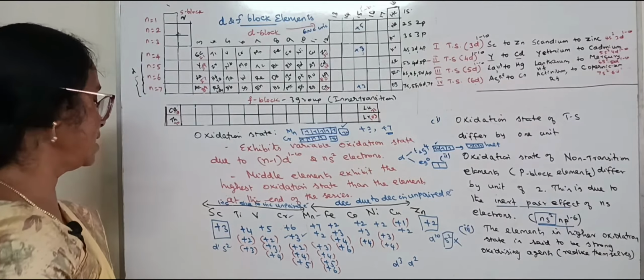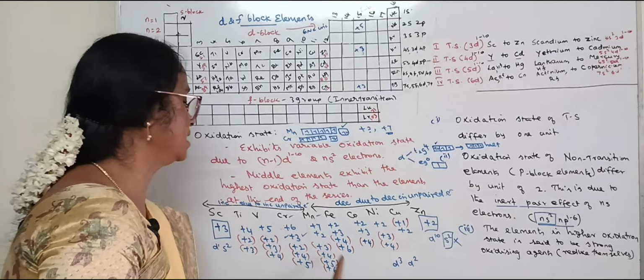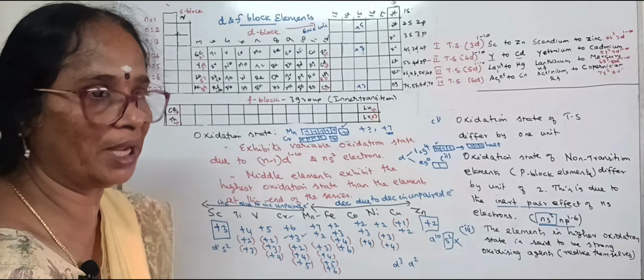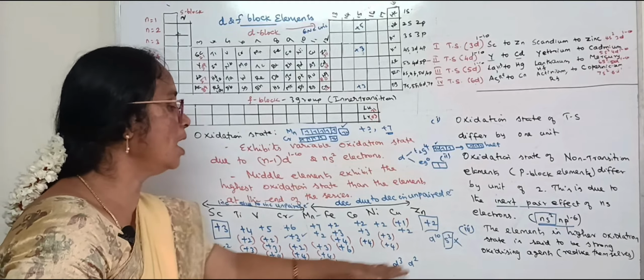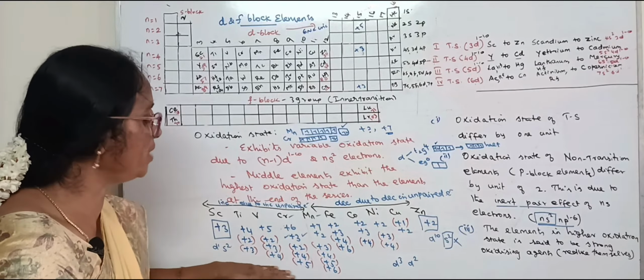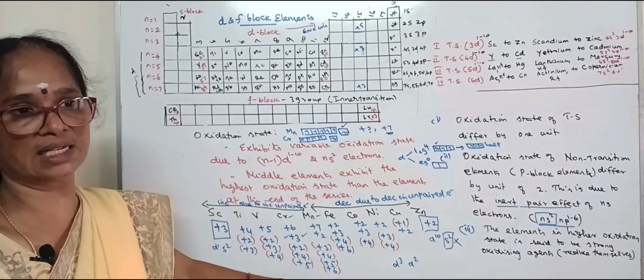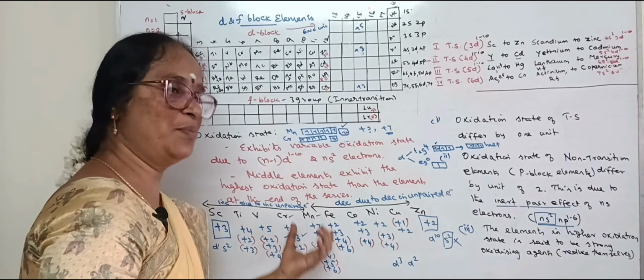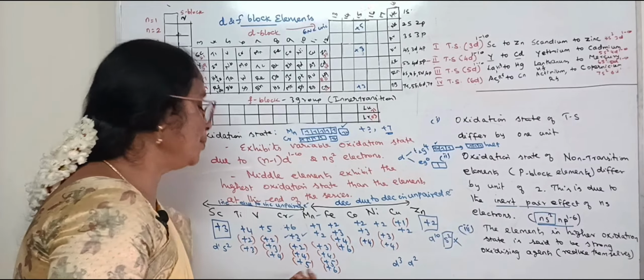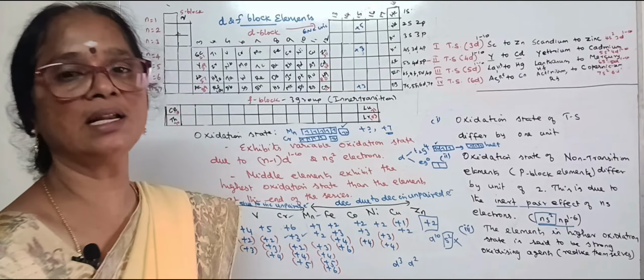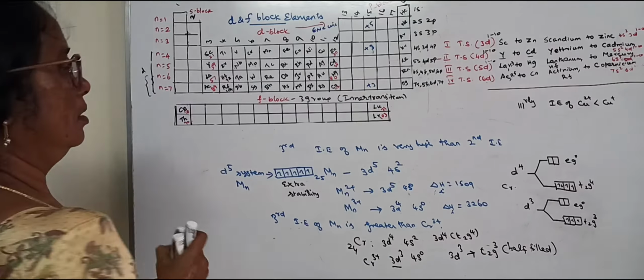In this case, some of the oxidation states are given in parentheses. They are said to be unstable oxidation states. Though those elements form compounds in such oxidation states, they will immediately change into their stable oxidation state, either by decomposition or by disproportionation reactions.